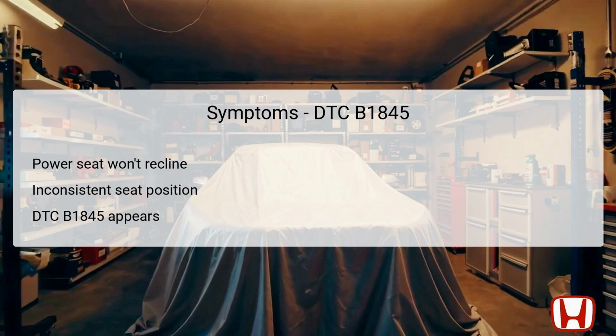Another critical symptom to watch for is the persistent appearance of DTC B1845 when scanning with the Honda Diagnostics System, HDS. This code will illuminate warning lights on the dashboard indicator, alerting the driver to a malfunctioning power seat system. Awareness of these symptoms assists in prompt identification and resolution of the underlying issues.